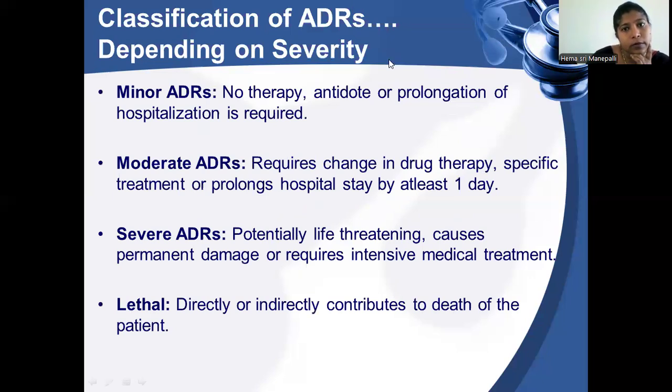The next one, classification of ADRs depending on severity. So here it's based on severity. There are 4 types: minor ADRs, moderate ADRs, severe ADRs, and lethal ADRs. When coming to minor ADRs, no therapy is required, and no antidote or prolongation of hospitalization is required. Moderate ADRs require a change in drug therapy, specific treatment, or prolonged hospital stay by at least 1 day. Severe ADRs are potentially life-threatening and cause permanent damage or require intensive medical treatment. Lethal ADRs directly or indirectly contribute to the death of the patient. This is the final stage.